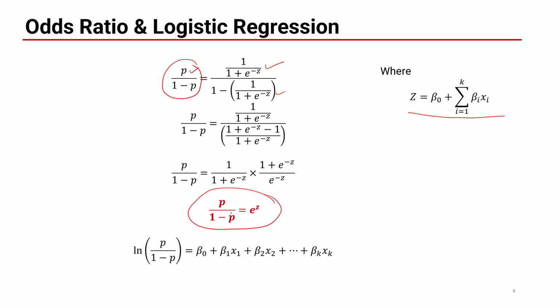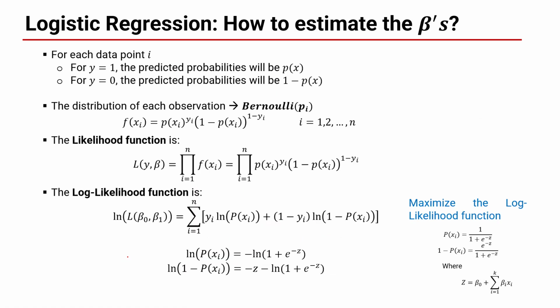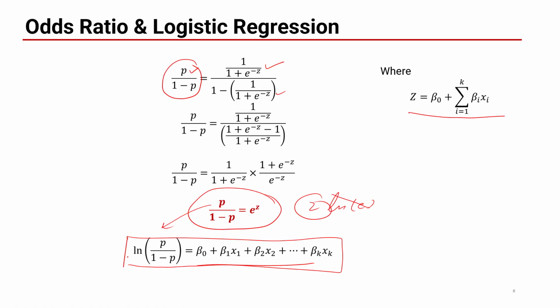And then after taking the ln on both sides, this is going to be ln of p over 1 minus p, so z is going to be on the other side, and then ln e cancels out, and z is equal to basically this multiple linear regression. So here we can write another way to write the logistic regression model. Okay, now in order to estimate the parameters, which means these are the parameters of this logistic regression.